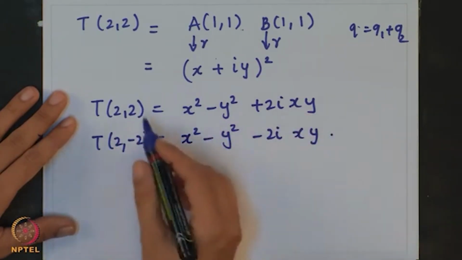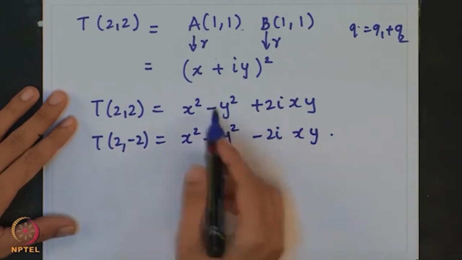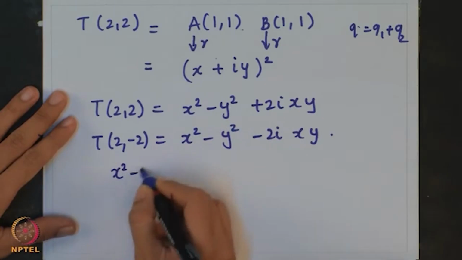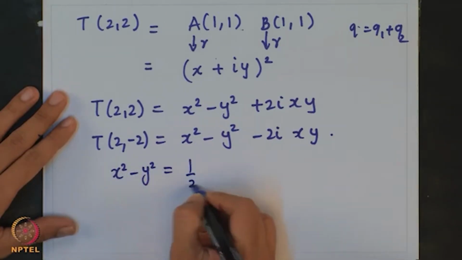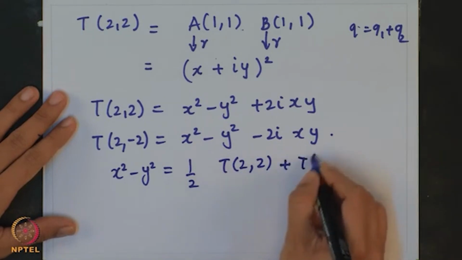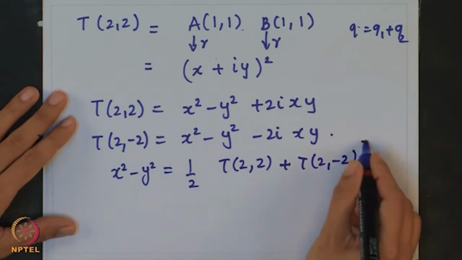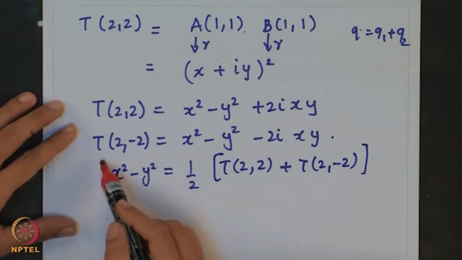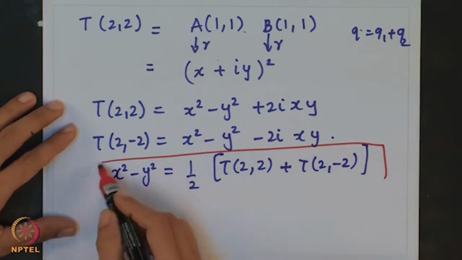From this, you simply add these two, and when you add these two you get the value of x square minus y square. So, your x square minus y square will be 1/2 T2 2 plus T2 minus 2. This is what is expected of you to calculate.